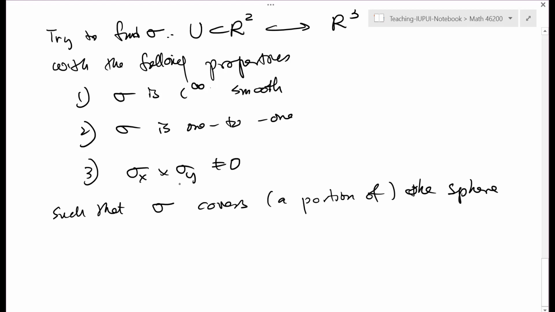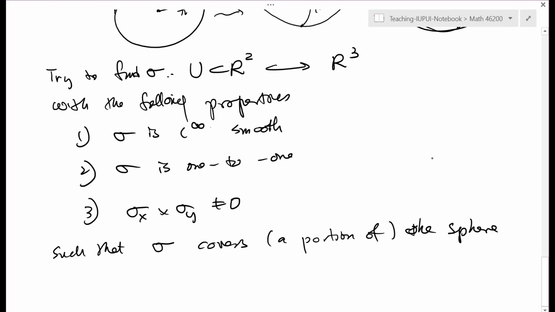The geometric meaning of this sigma x is very simple. This is a portion of the sphere. So sigma x will be the tangent vector to that curve, right? And sigma y will be the tangent vector to the sphere along another curve. Those two curves are determined by the coordinate curves.